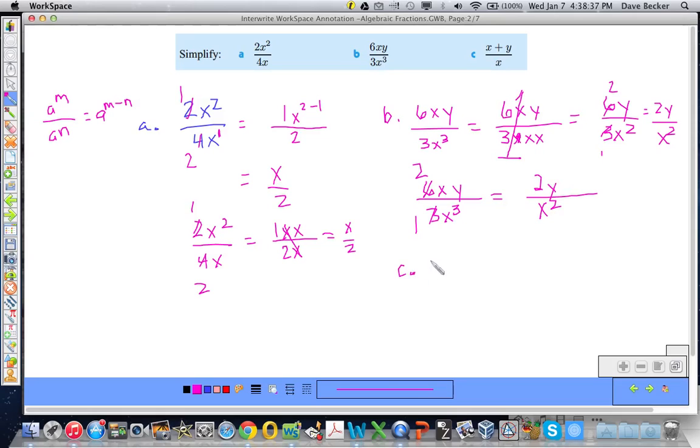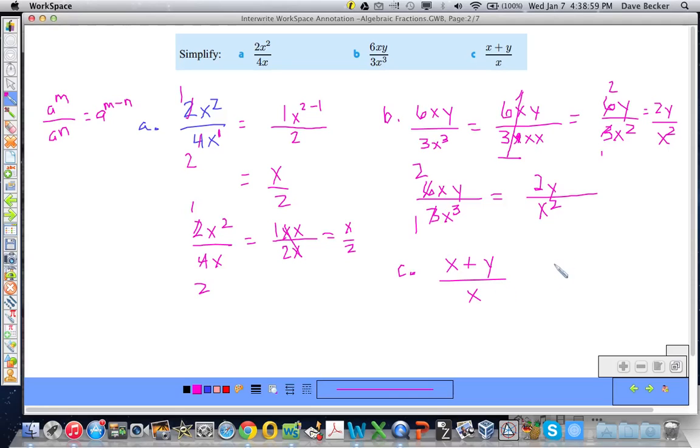Now, here is a common mistake, x plus y over x. You cannot cancel these. No, because it's not a product, right? This is a no, can't do that. Don't do it. Don't do it. In fact, I'm going to undo everything just so you don't think you can do it, okay?